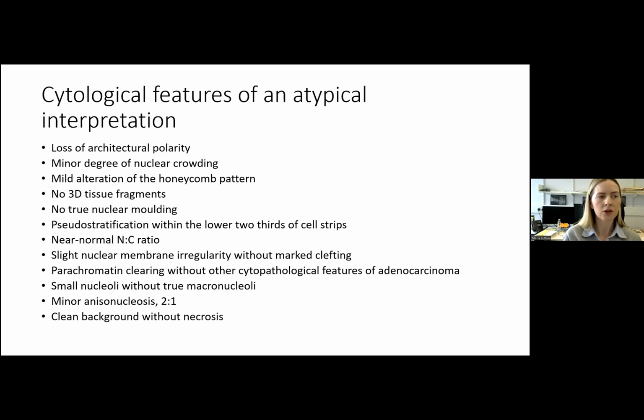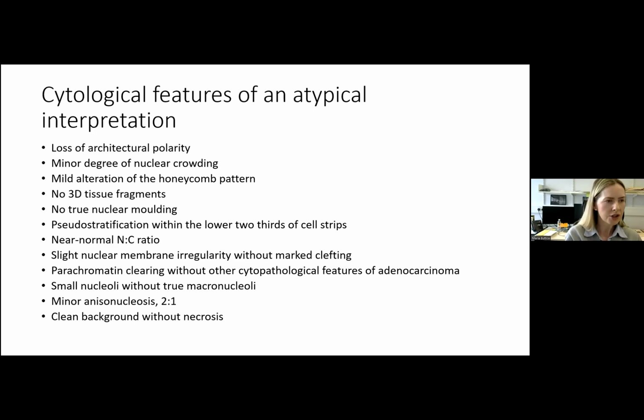So you may see a loss of architectural polarity, so your nuclei aren't basally aligned. There might be a mild degree of nuclear crowding. In the pictures I showed you, the cells are uniformly spread, each respecting the others' boundaries; here there might be a mild degree of nuclear crowding and overlapping. You might have a near-normal NC ratio, slight nuclear membrane irregularity, and some minor anisonucleosis to the degree of 2:1, but it shouldn't be higher than that. And your background is often clean and there's no necrosis.